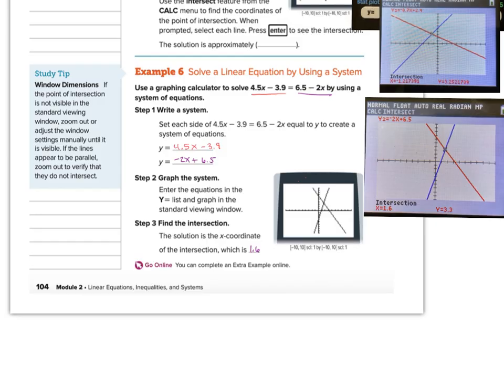And here, as you can see in my graph, I have put the system into the graphing calculator. I've calculated the intersection point. So the answer here is going to be x equals 1.6. We could solve that, or we know the calculator can give us that information.